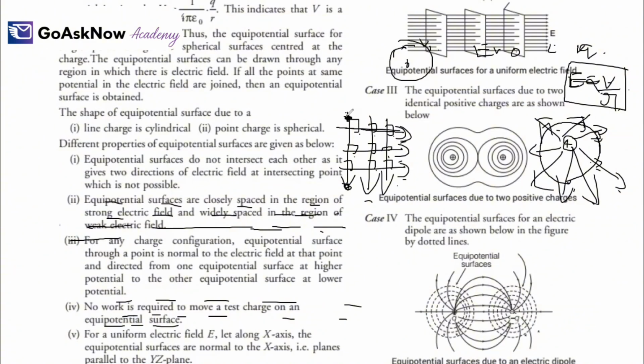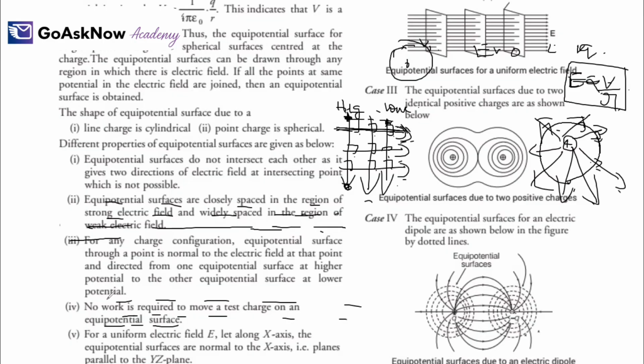Sorry, this will be higher potential and this will be lower potential. In this direction the potential will drop. Electric field lines are directed from higher potential to lower potential only. Like you have seen in fluid mechanics, fluid flows in the direction of higher potential to lower potential, or higher energy to lower energy. That is why here also the electric field lines flow from higher potential to lower potential.